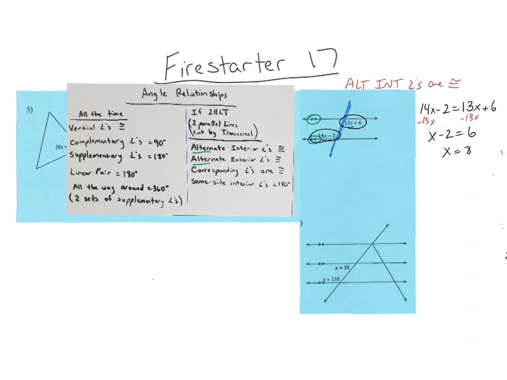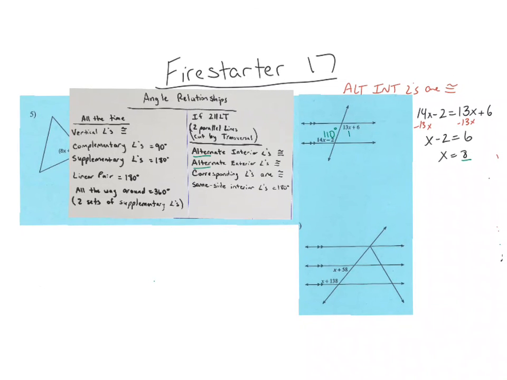Once I get my answer, x equals 8, I'm going to plug it in right there and right there. So I'm going to do 14 times 8, then minus 2. I got 110 degrees. Remember, in these problems, I'm looking for 3 different pieces. 110 degrees. 13 times 8 plus 6. 110 degrees. Good to go.